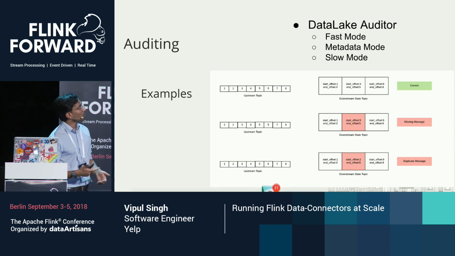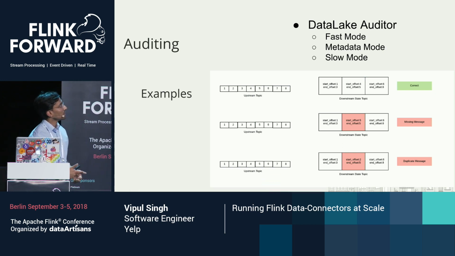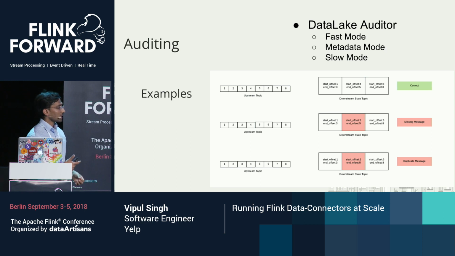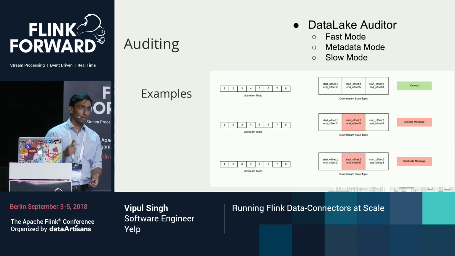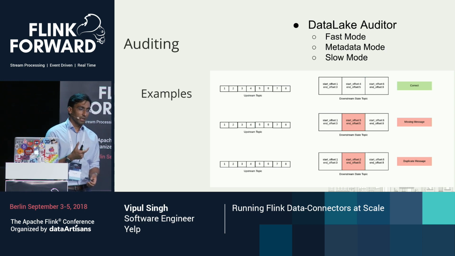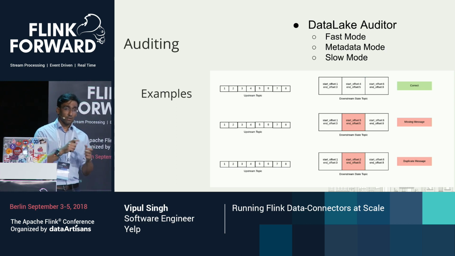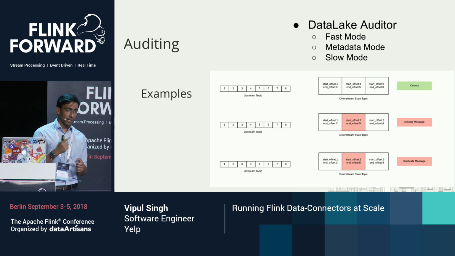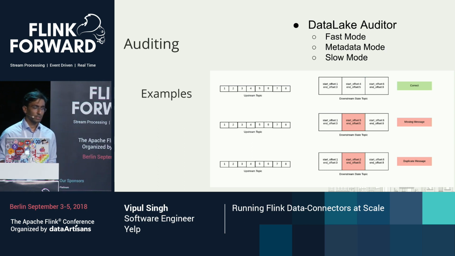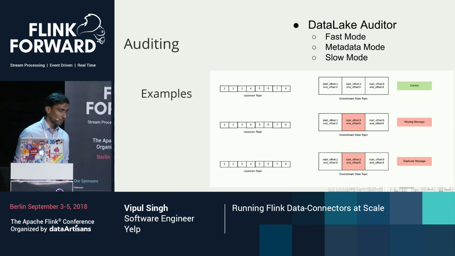The second audit mode is the metadata mode. What we do in this mode is that we read the Parquet file. The Parquet files in themselves have some metadata information regarding the kind of data which we have uploaded. We save the Kafka offset in the Parquet files themselves, and we audit that very similarly to the way we audit in the fast mode.